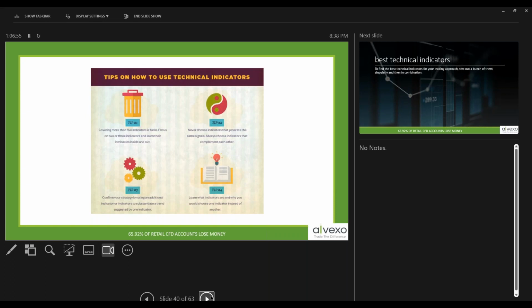Confirm your strategy by using an additional indicator or indicators to substantiate a trend suggested by one indicator. And that's why I always say confirm any decision you're making or any strategy building by looking at volume. Because volume is an indicator. Learn what indicators are and why you should choose which indicators from which fields and that support each other.